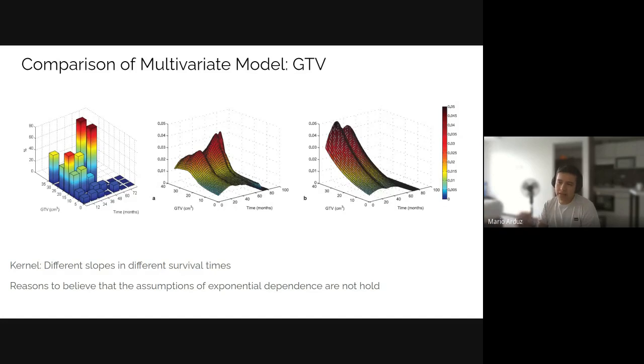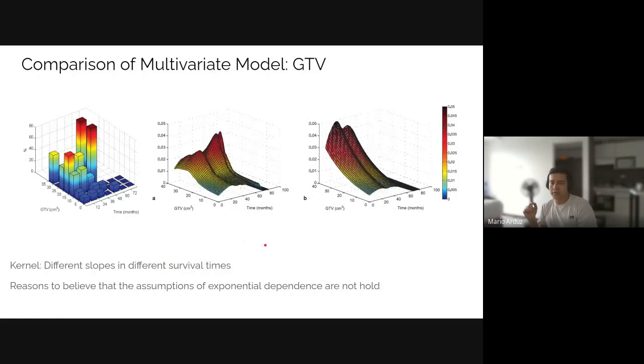So in this case, they say, okay, perhaps the assumption of exponential dependence is not good, so we are going to try to use the kernel estimation, because we can see that there are going to be different types of increases and decreases in the hazard function, depending on the combination that we have on these variables.